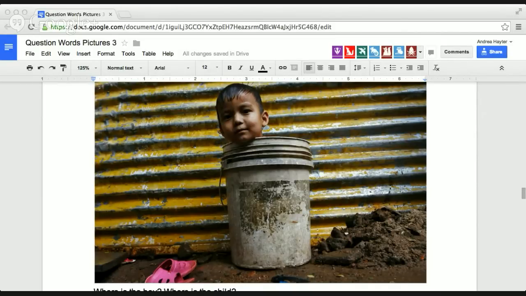So a hut is a small place where you live. You might live in a hut if you don't really have a big house. It's a makeshift hut, so it's like a temporary house in the southern Indian city of Chennai. So he's waiting for a bath. Maybe he will take a bath in the bucket. His mother is getting water for him. That's silly. Okay.